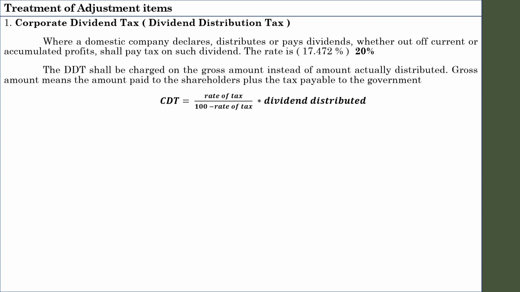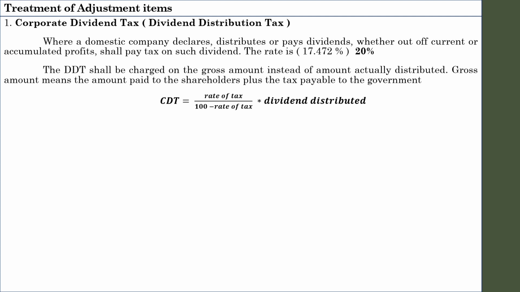From the problem point of view, usually the rate of tax with regard to the dividend will not be mentioned in the question, but if there is dividend offered by the company to the concerned shareholders, definitely you should provide corporate dividend tax. Remember, it is not mandatory that it should be given as an adjustment or additional information in the question. It is compulsory. If there is any dividend, then you should provide corporate dividend tax.